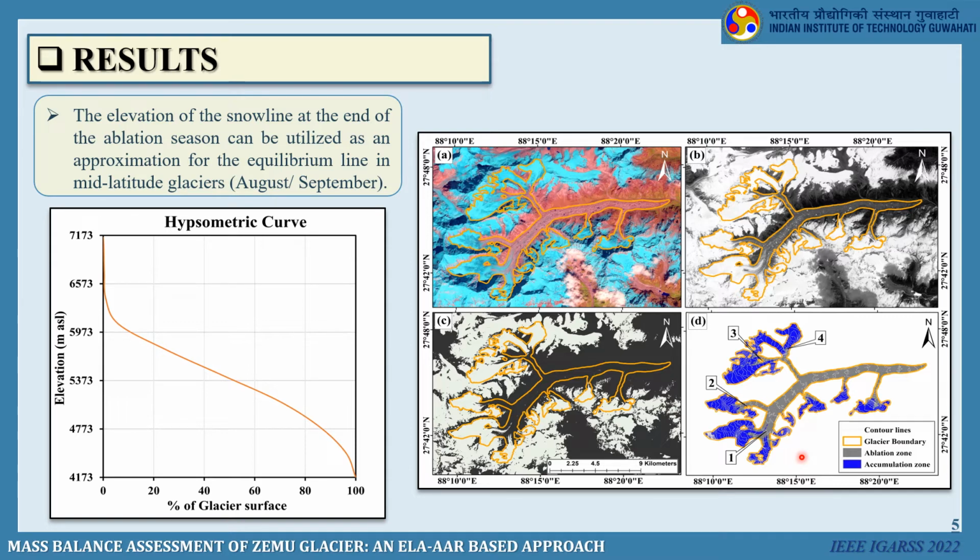Also, we have found that the average elevation of the firn line in the four segments of the Zemu glacier can be considered as ELA. Therefore, even if the glacier is partially covered with clouds, the available segments can be used for the approximation of the ELA.